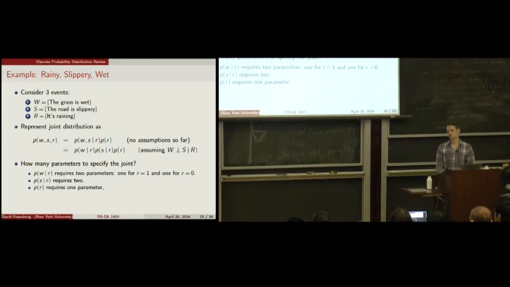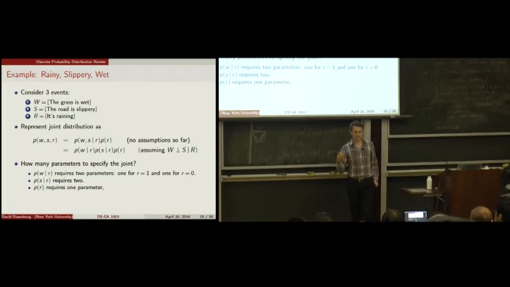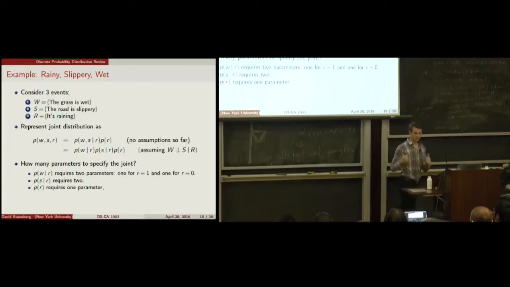Oh, OK. That was just how many possible combinations of W, S, and R are there? That's the first question. 8. There's 8, exactly. And each one of those gets its own probability. Except the sum of those 8 probabilities has to be 1. So you really don't need one of those. You only have 7 that you can set freely, and the 8th is determined. So it's really 7 parameters. Good? OK. So that's like 2 to the d minus 1. OK, great.